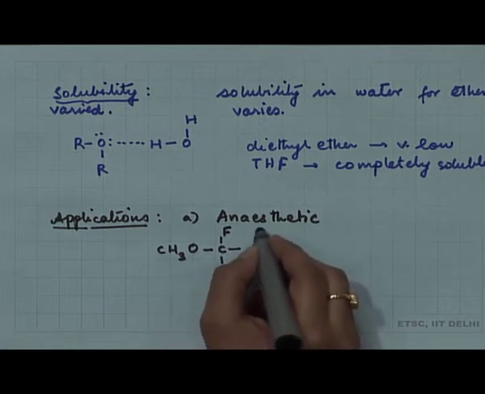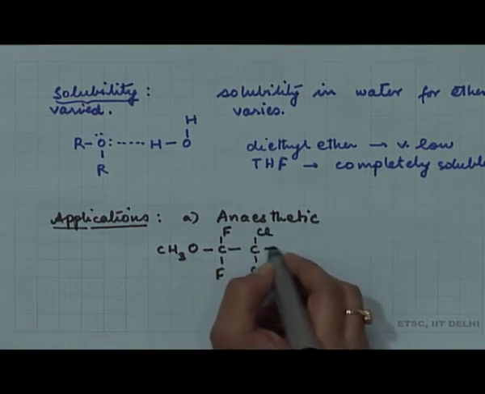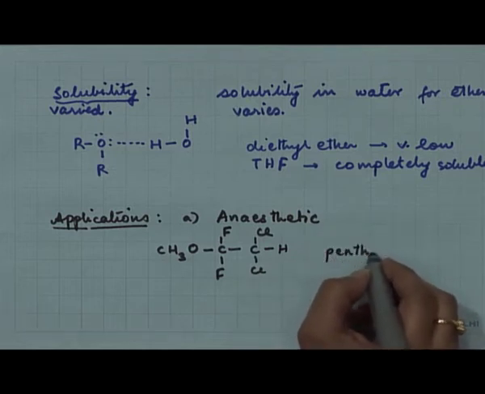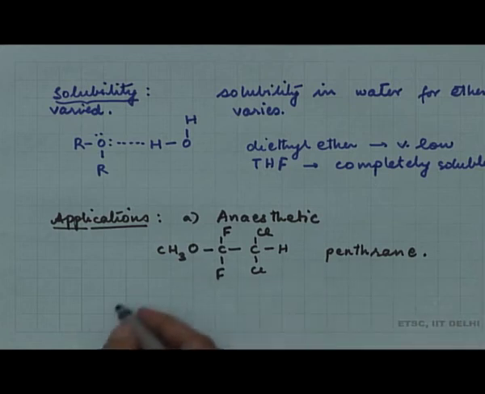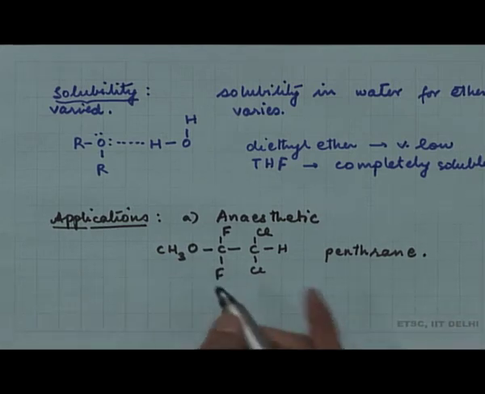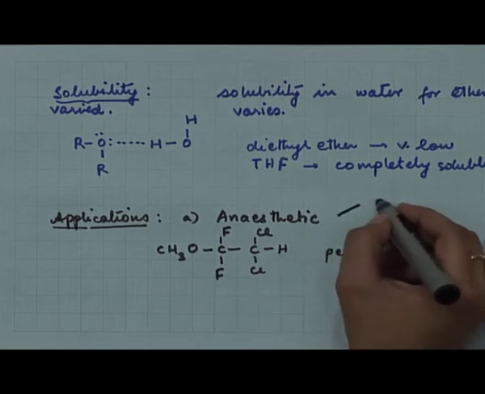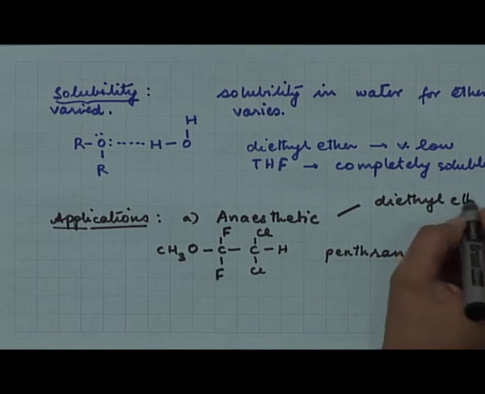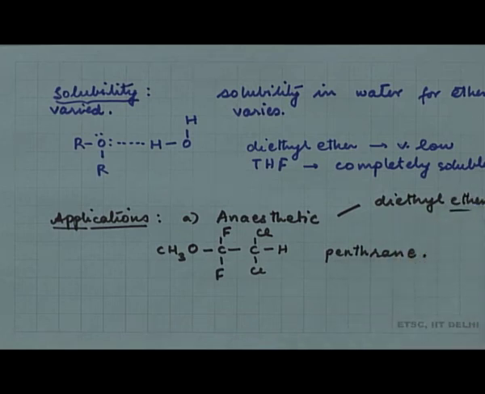So, now this is one of the halogenated ethers which is called penthrane, which is a very popular anesthetic, and it is a halogenated ether which is used these days. But the earlier anesthetic which came up was the diethyl ether. So, this was a breakthrough when it was found that ethers can serve as important anesthetics in medicine. Okay.